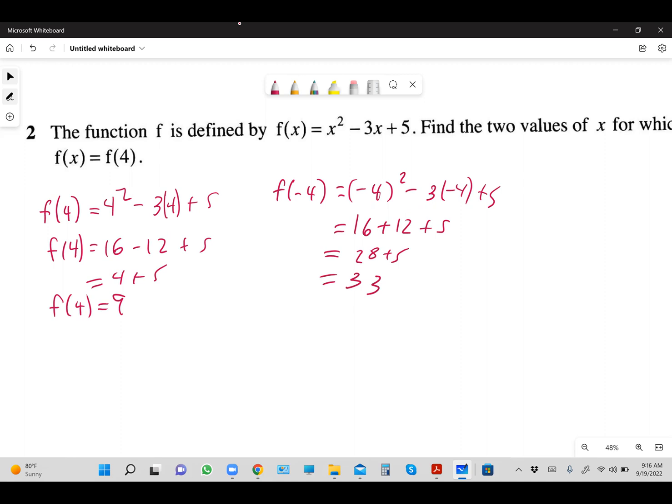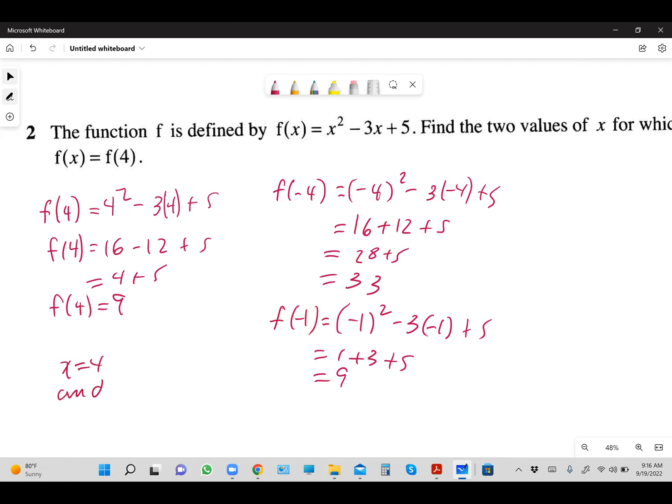Oh, it doesn't work with negative 4. So then you want to try another one? Let's try 0. If it's 0, it's 5. So 0 is not good enough. Let's try negative 1. So we have 1 plus 3 plus 5. That's 9. So there you go. For x equals 4 and x equals negative 1, you have the same value as f of 4.